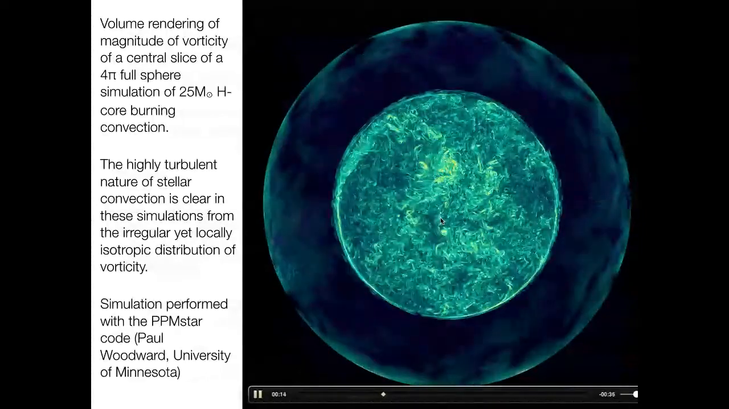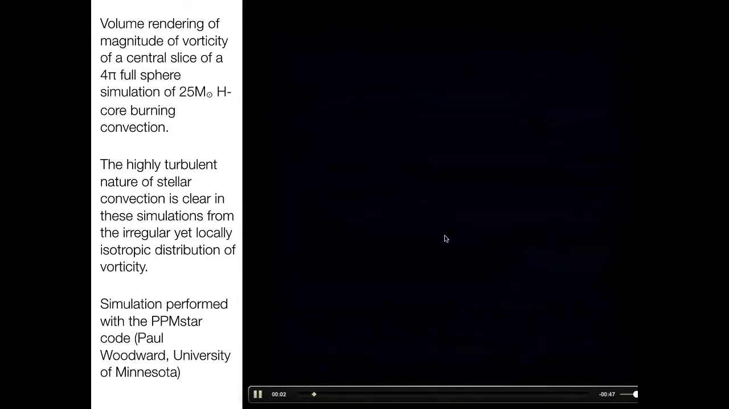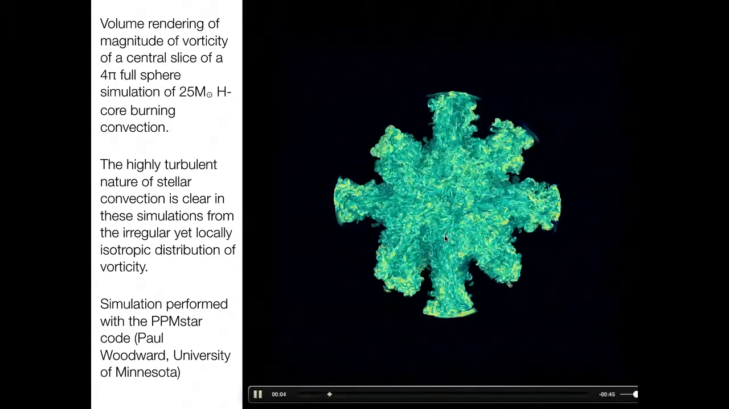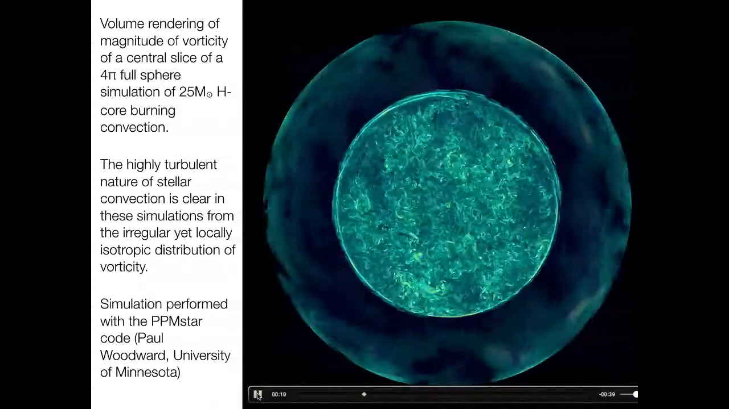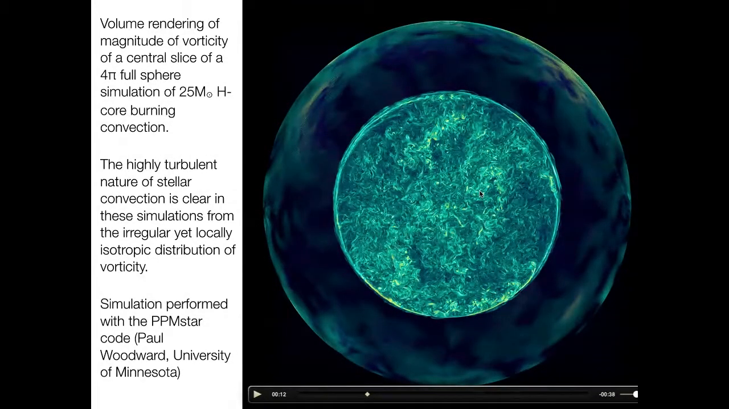One thing that I would like to point out, maybe looking at a still image here one more time, is that you can see from the highly irregular distribution of the vorticity and the small scale of the vorticity that this is a very turbulent simulation. You can see the highly turbulent nature of solar convection from the irregular yet locally isotropic distribution of this vorticity. And so this is a slice in the simulation. This was the simulation that we calculated on the Niagara computer.